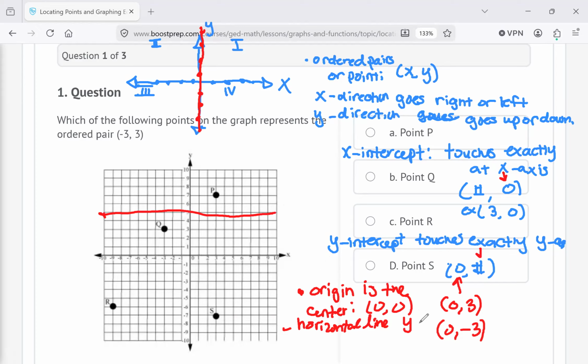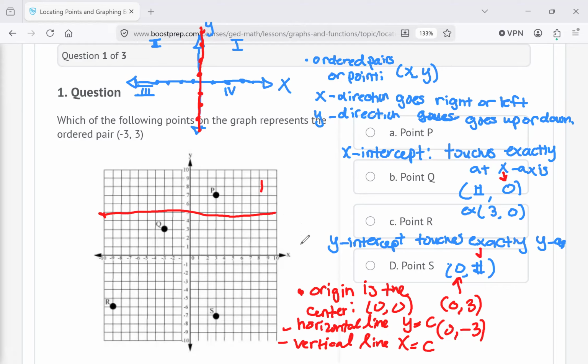It's going to be y equals a constant. And then how do you know you have a vertical line? When it's x equals a constant like that. Okay.